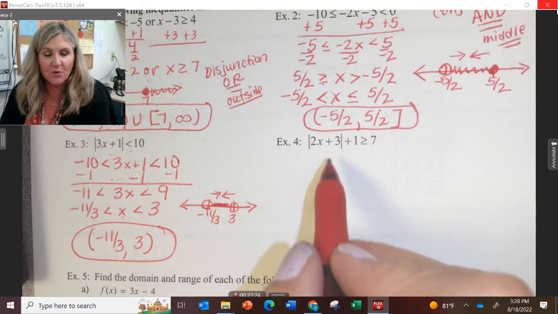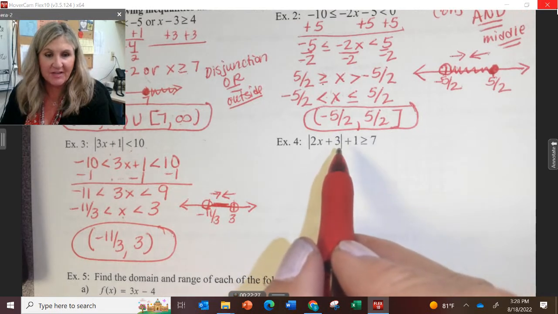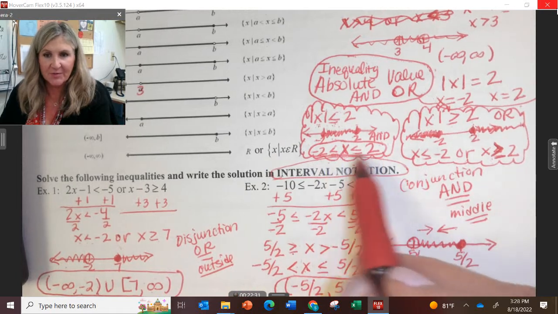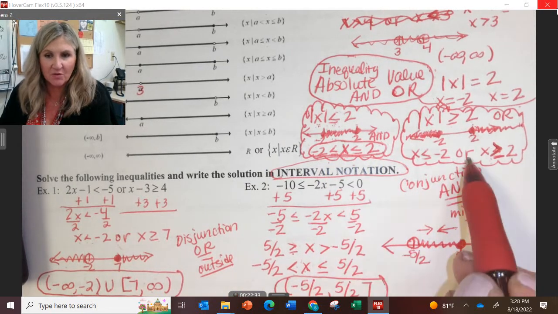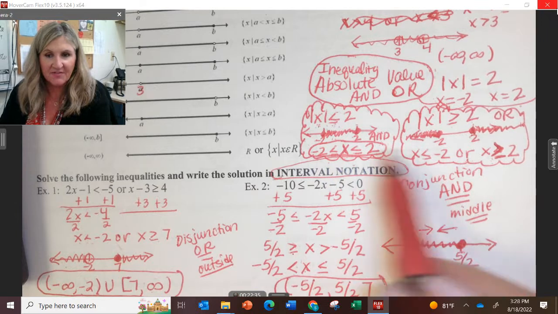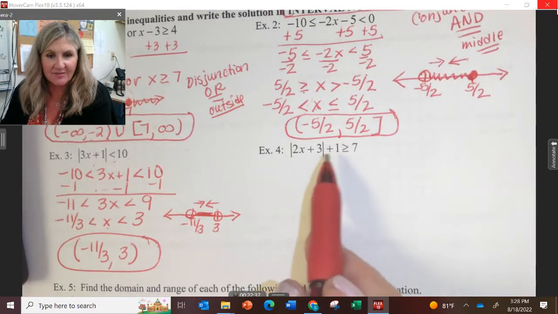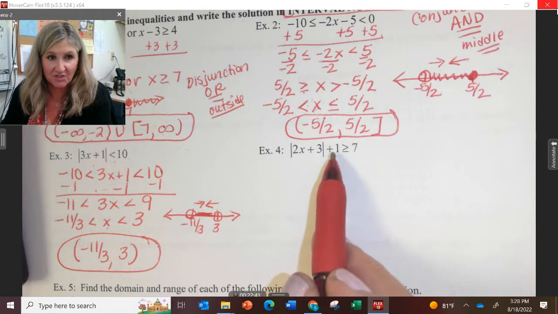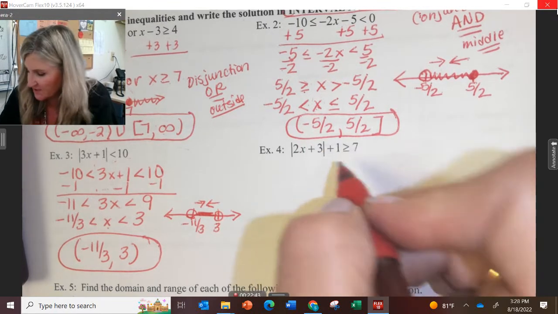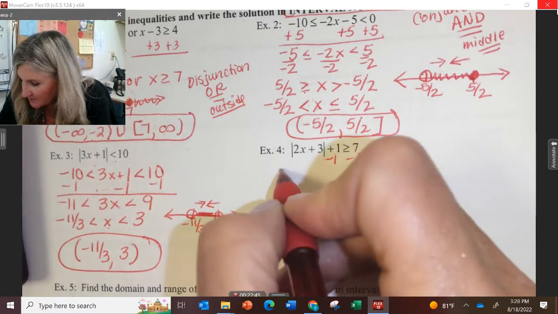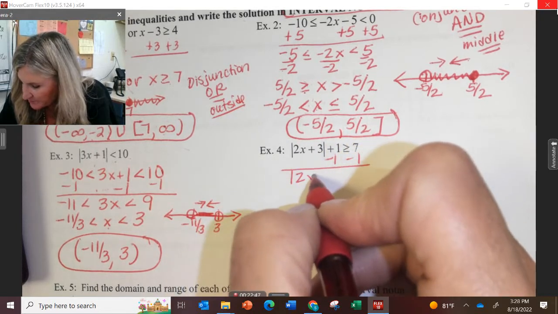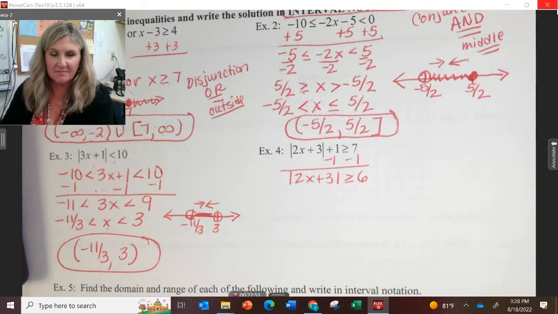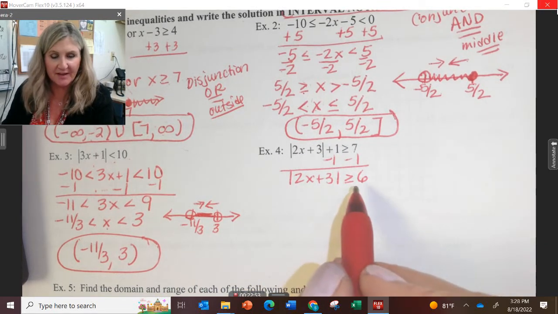All right, before I can even decide whether I should set it up like this, see, there's two ways to set it up, either like this or like that. Before I make that decision, I have to get the absolute value by itself. I got to get rid of that 1 first. So I'm going to subtract 1. So we get this. It's greater than.